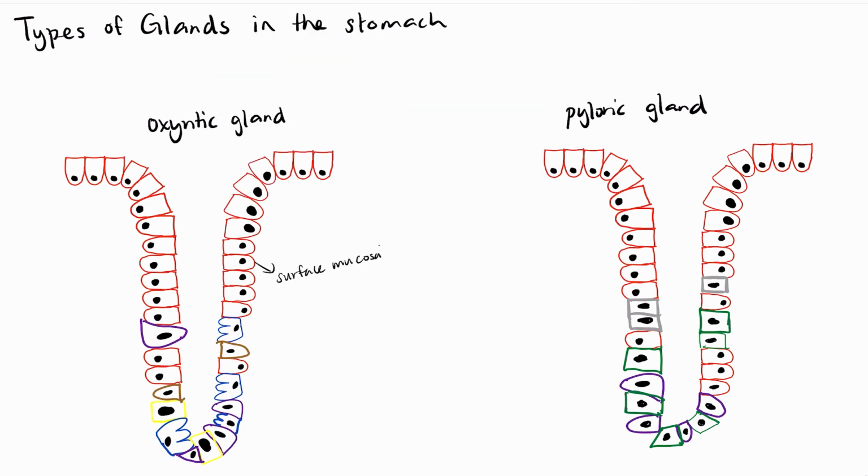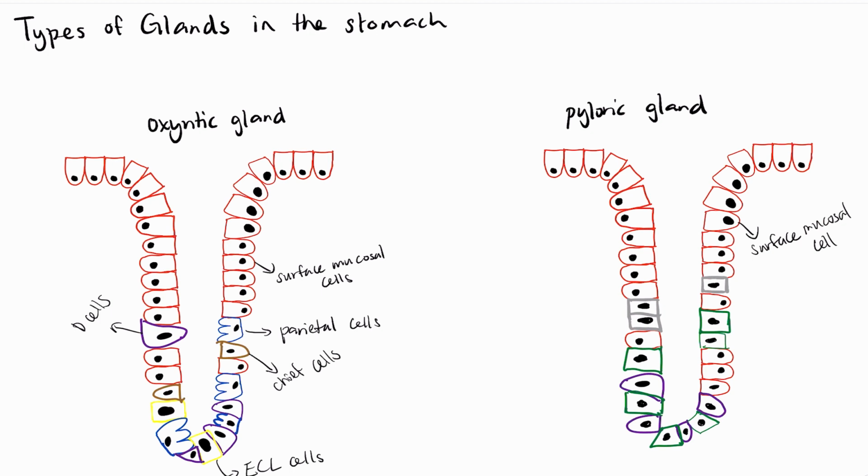So within stomach mucosa, there are 2 different types of glands, the oxyntic and the pyloric glands. The difference between these 2 glands is actually the cells within them. In this diagram, you can tell that in the oxyntic glands, there are surface mucosal cells, parietal cells, ECL cells, D cells, and chief cells.